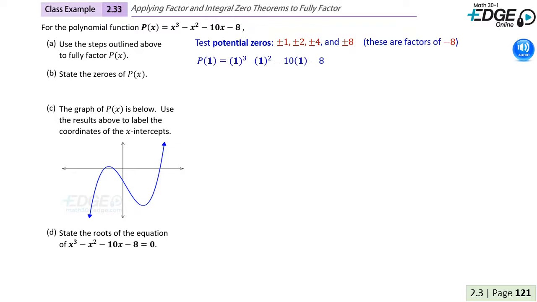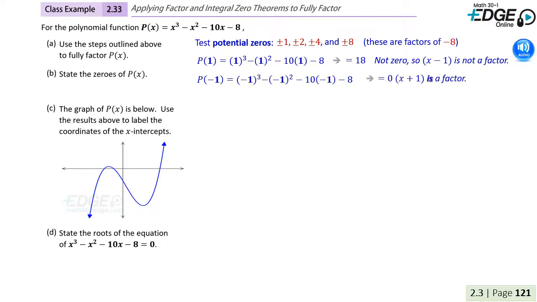Let's first evaluate p of x when x is 1. Here we find that p of 1 gives us a value of 18. What we care about is that this is not 0. This confirms that x minus 1 would not be a factor. If we check for p of negative 1, it evaluates to be 0. This means that x plus 1 is a factor of the given polynomial.